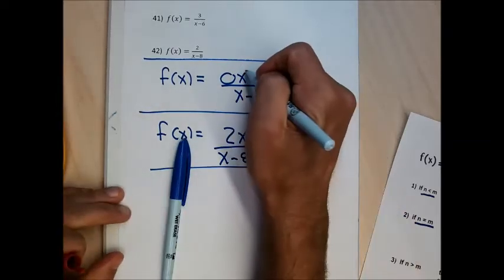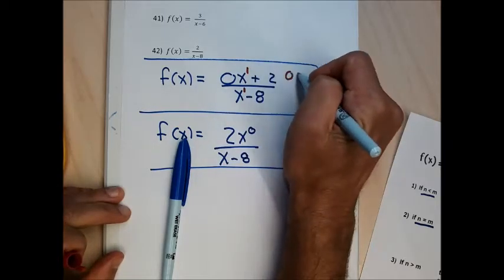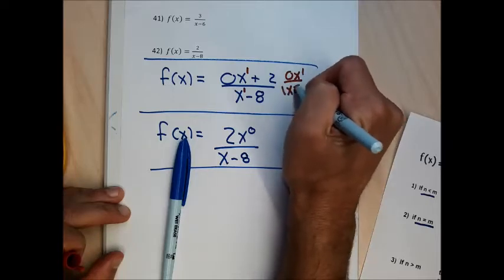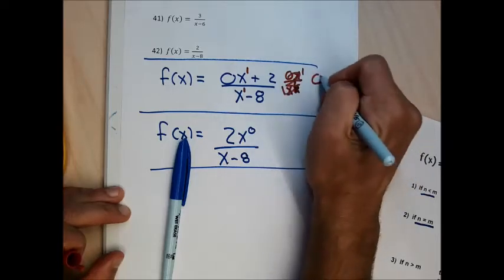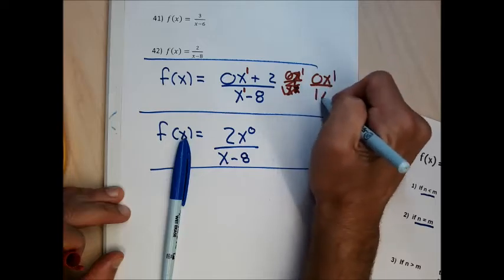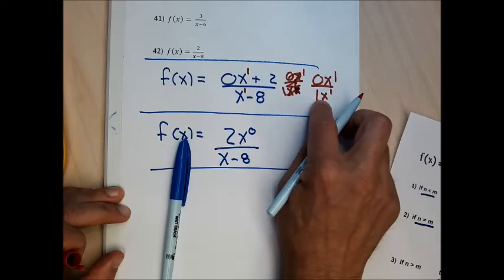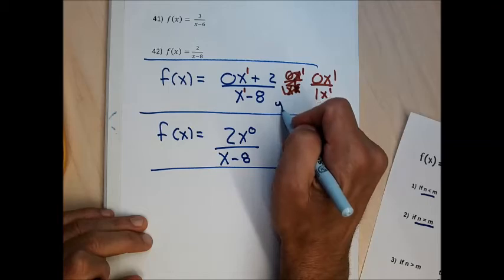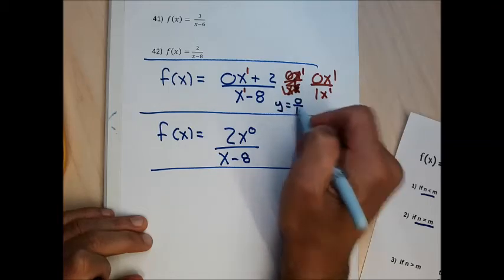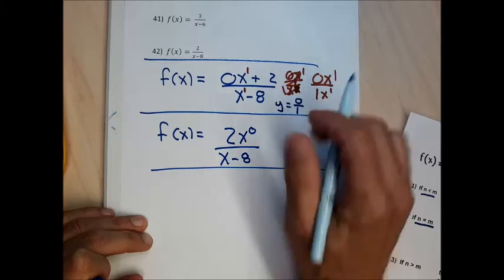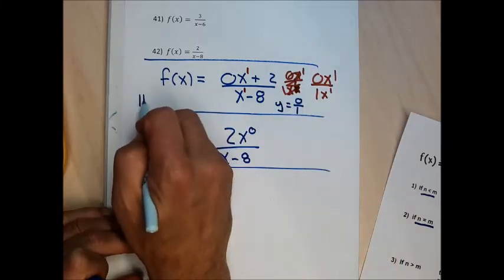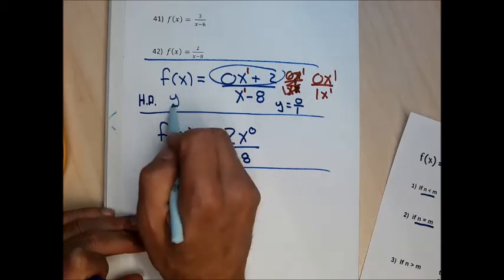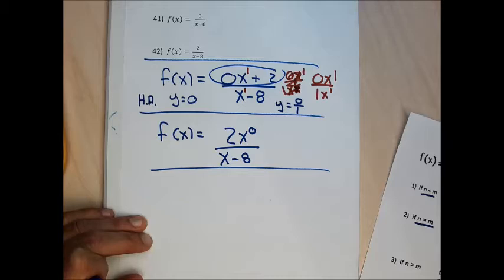The top version, I'd have to look at the term in the numerator with the highest exponent and the term in the denominator with the highest exponent, and I've made these have the same highest exponent. The numerator is a 0x to the first, the denominator is a 1x to the first. The horizontal asymptote, when there's a tie between the exponents, is y equals, and you divide the coefficients. In this case, it's going to be y equals 0 over 1, and that simplifies to 0. So looking at problem 42 with the numerator written like this, you get y equals 0 for the horizontal asymptote.